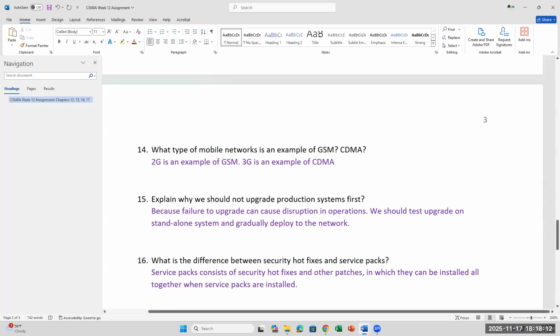Okay, the mobile networks. Let's start with 2G. So 2G is an example of GSM, and 3G is an example of CDMA. I think we talked a little bit about this when we talked about mobile networks a couple weeks back. 3G is things in the past, right? If you have 3G, you can use 3G devices for communication, just like how you have 5G now.